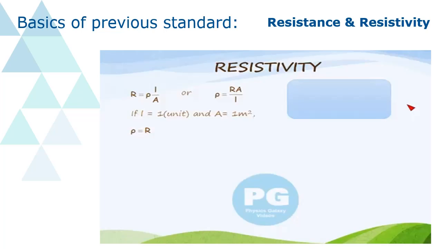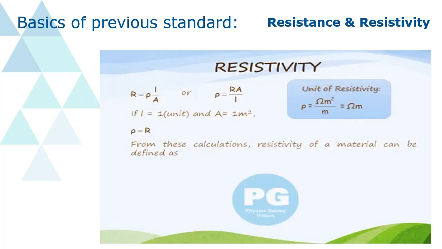So, if we calculate the SI unit of resistivity, what can we write? ρ is equal to ohm meter square upon meter. Substituting all the SI units, so we substituted the SI unit of resistance as ohm, area as meter square, and length as meter. And solving this, we will get the SI unit of resistivity as ohm meter.